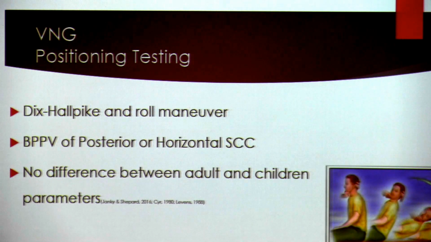The other test is the roll maneuver, and for this you lay a patient on the table and you just turn their head to the right, keep it there for 30 seconds, turn their head to the left, keep it there for 30 seconds, and you're just looking for a certain eye movement. And this is testing for BPPV in the horizontal semicircular canal. Again, for these tests, we did not find any difference in parameters and criteria between adults and children, so we inferred that you could do this at 2 months or more.